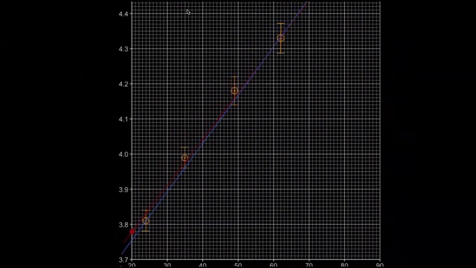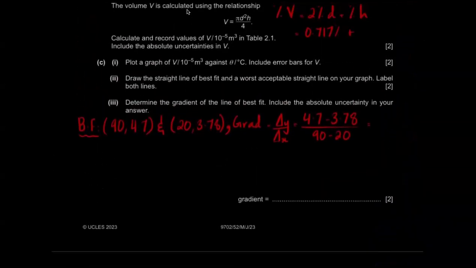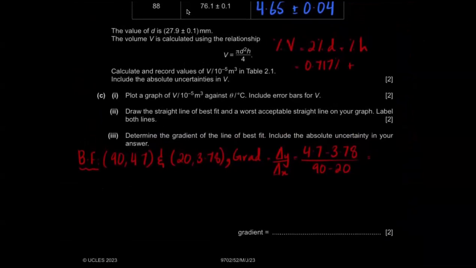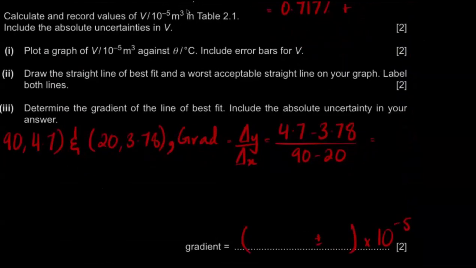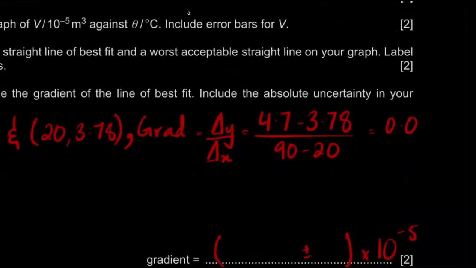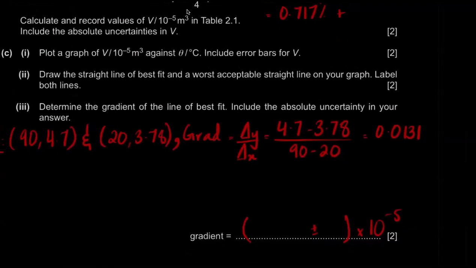So your gradient is also going to be in a multiple of 10 to the negative 5, right? So before I forget, I'm going to write it like this. There will also absolutely be the absolute uncertainty, and there's all of this in 10 to the negative 5. So let's calculate this. 4.7 minus 3.78 over 70 turns out to be 0.01314. I'm writing this as 3SF as well.